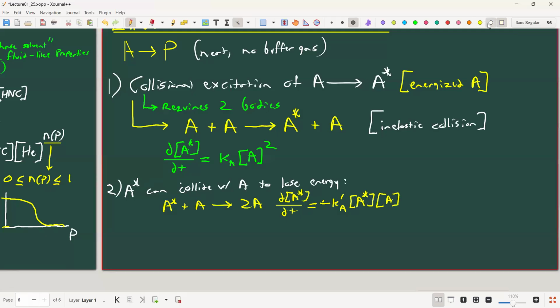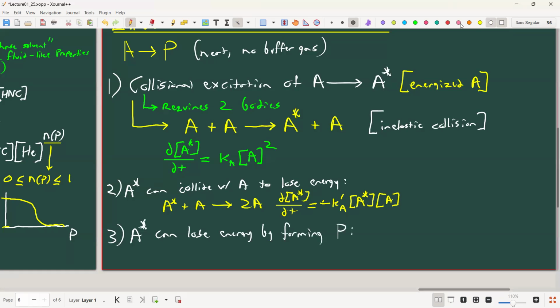Meanwhile, A star can also lose energy by forming P. That would look like A star goes to P, and the rate law for A star, we'll call this Kb, and it's truly first order, right? It only depends on the number of excited A molecules you have.